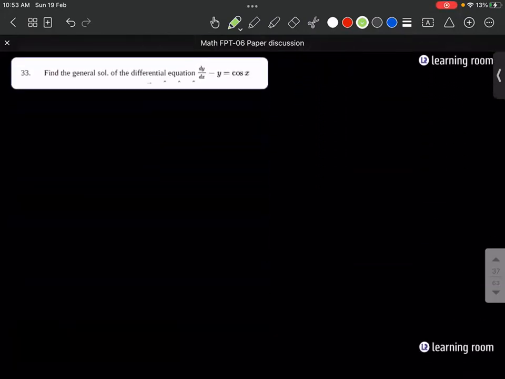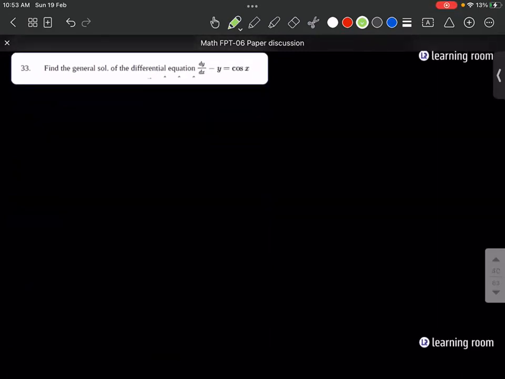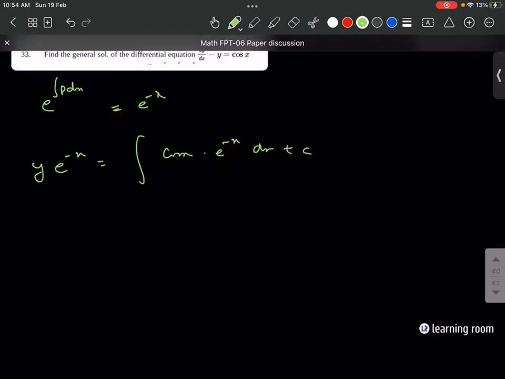Next. Find the general solution of the differential equation dy by dx minus y is equal to cos x. This is again a linear equation. Integrating factor is e power integral of p dx, which is going to be e power minus x. So y into e power minus x is equal to integral of cos x into e power minus x dx plus c.